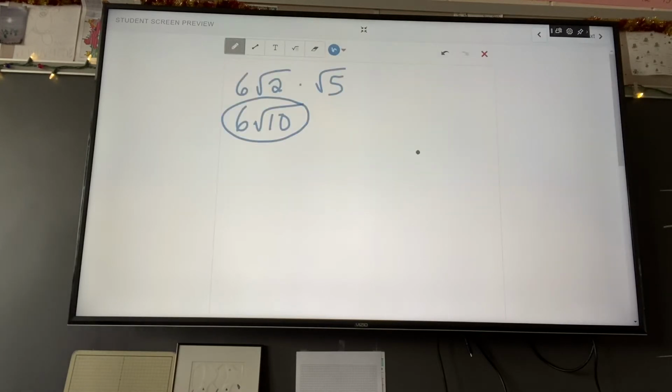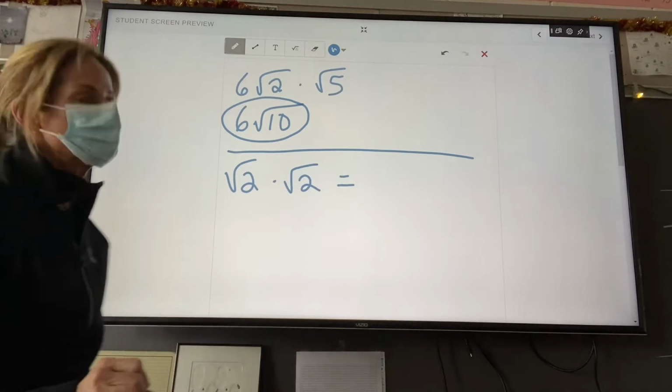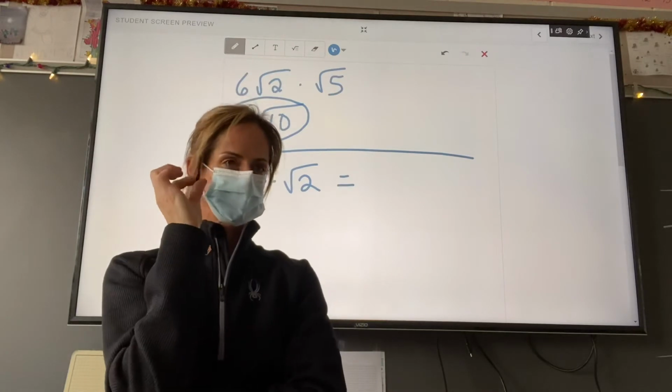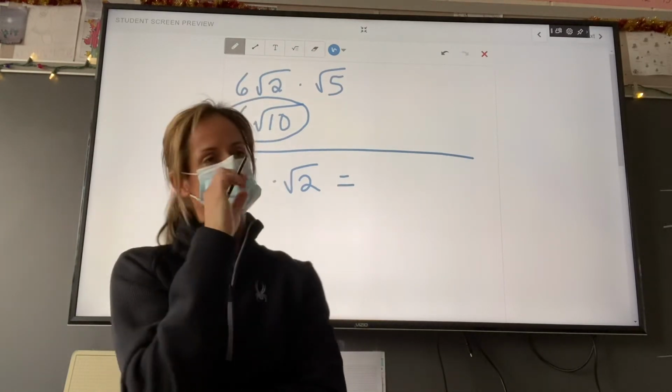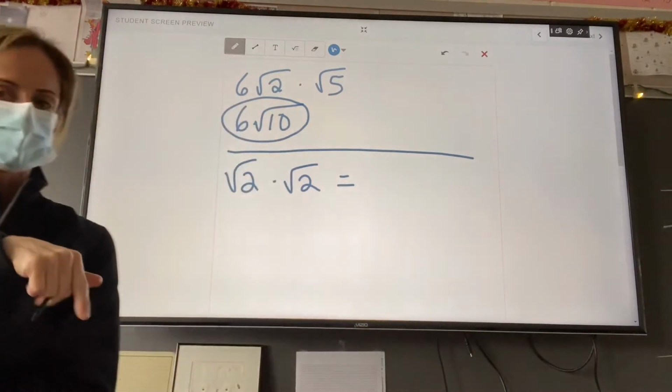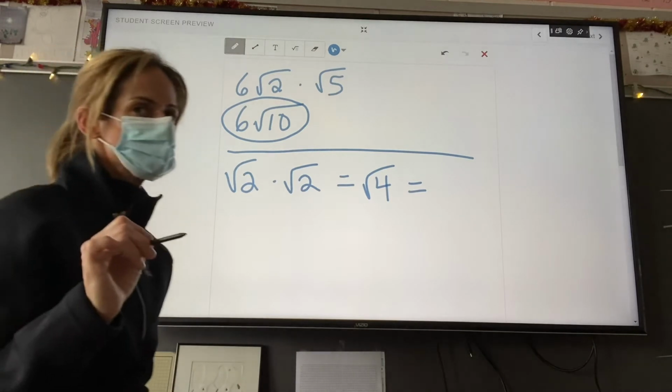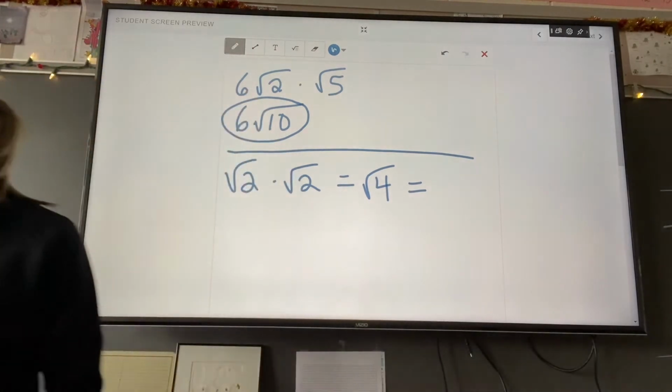All right. Before we do number 3, we're going to review a concept. What is the square root of 2 times the square root of 2? Square root of 4. Excellent. And the square root of 4 is 2.